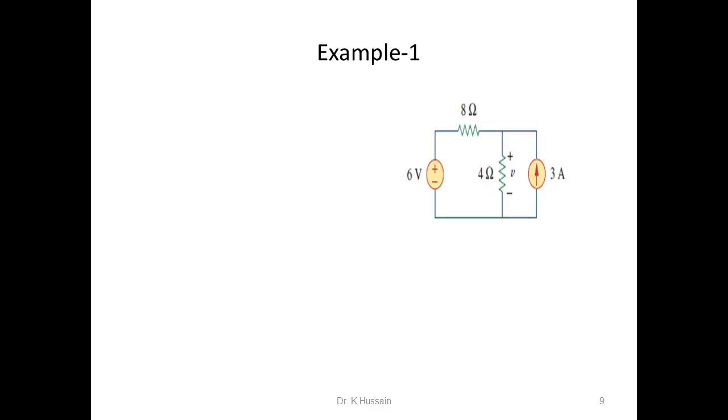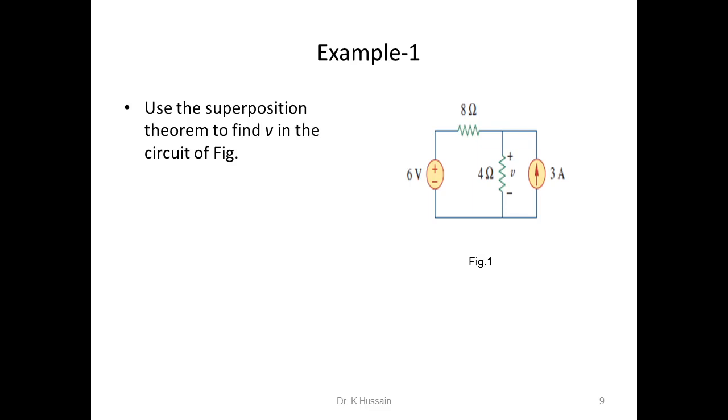Now we'll take one example. This is the circuit. We have two sources here: one is a voltage source, another is a current source. It's a simple circuit. Now we will see how to apply the superposition principle to it. Use the superposition theorem to find the voltage in the circuit of Figure 1. This is the question. It's very simple. We have two sources, so at a time we have to take only one source.